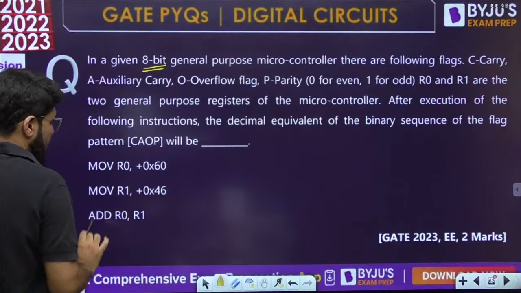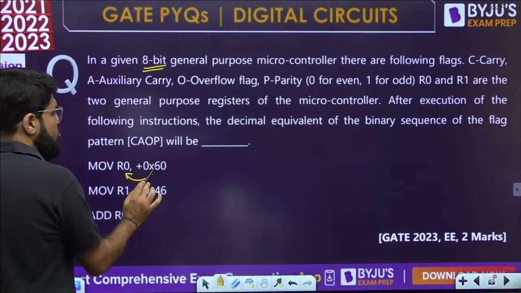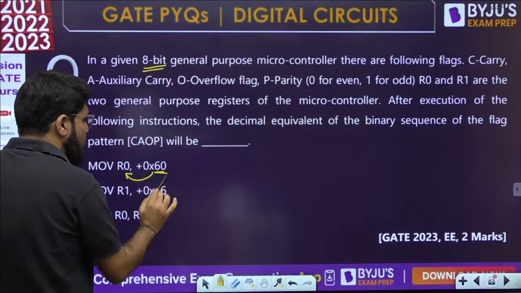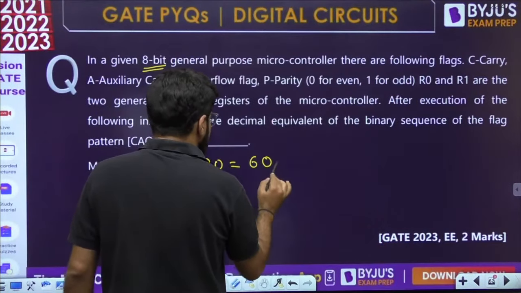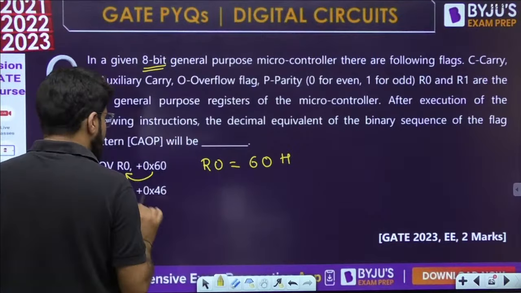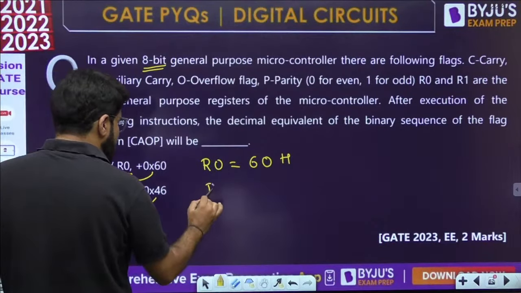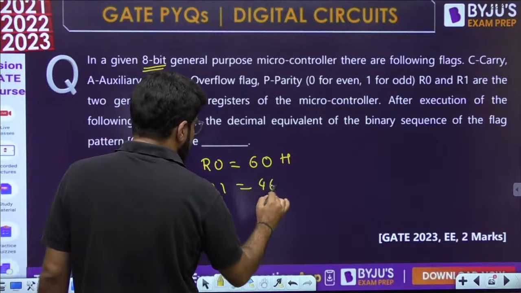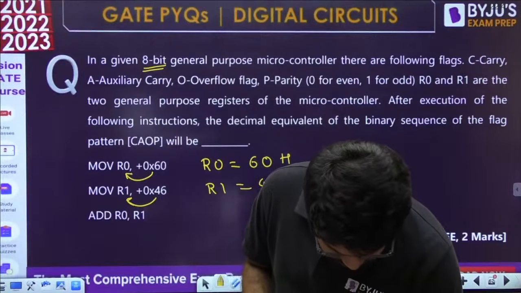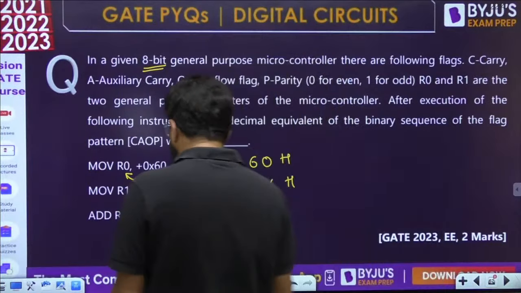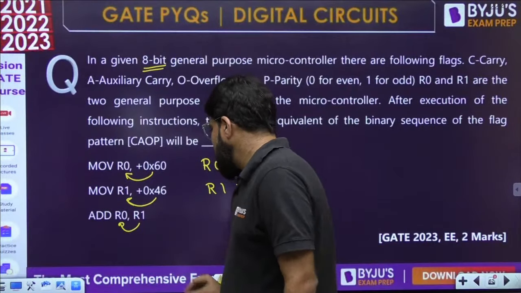Move means whatever data you are moving into the register R0. It is an 8-bit register, so it can only load 60. That means the R0 register will get 60, 60 hexa. Similarly, the 46 will go to R1. So next is R1, and R1 will get the 46. Now add R0, R1. This is also understood, that R0 and R1 are going to be added.